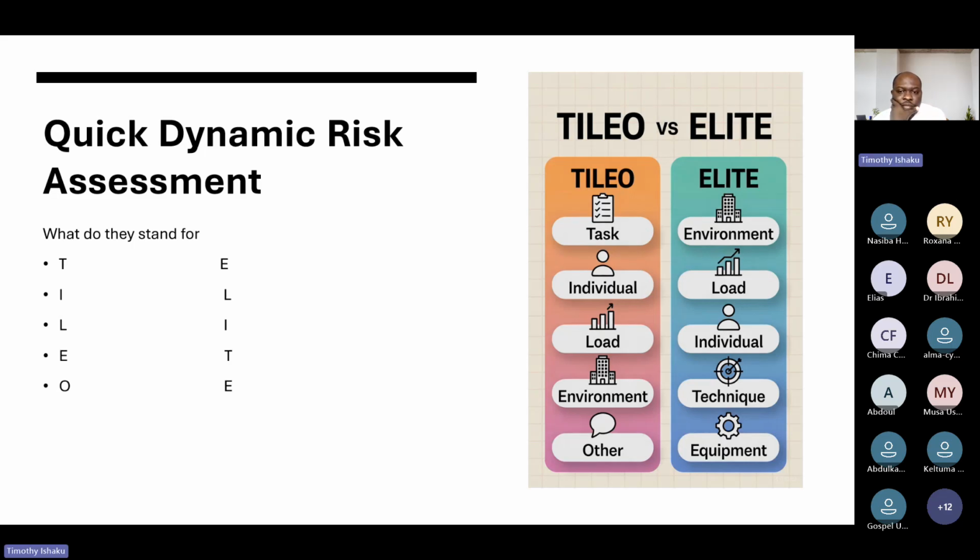The T stands for the task that needs to be done. So what is the task that needs to be done? Or what is the task that you will be performing? So that's the T. The I stands for the individual performing the task. And this is where it's talking about us as individuals or persons performing the task.